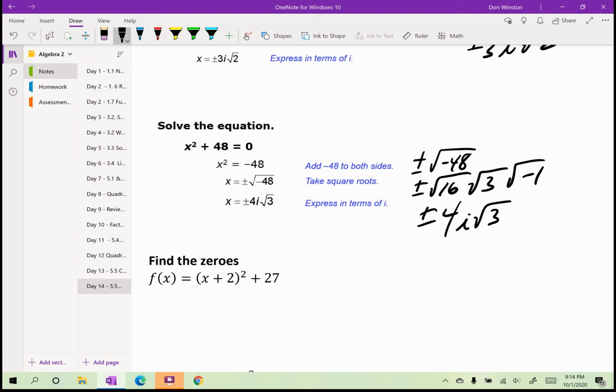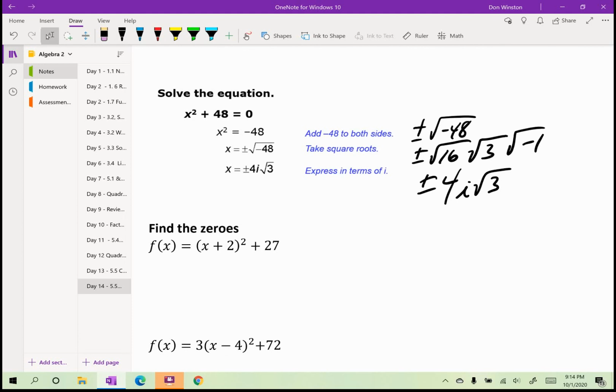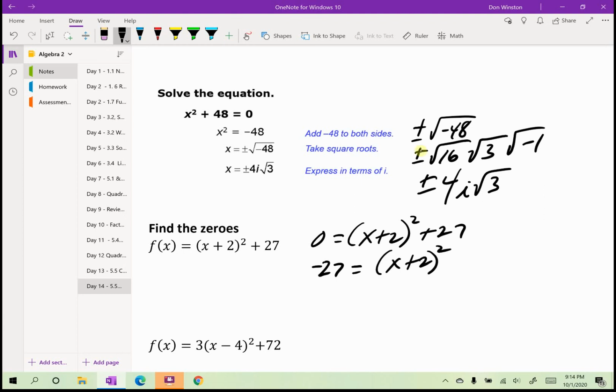Okay, so why learn all of that? Because now we use it to find the zeros, to solve equations. So let's say here we want to find the zeros for f of x is equal to that. We'll set that equal to 0: 0 equals x plus 2 squared, plus 27. We'll subtract 27 from both sides, so negative 27 equals x plus 2 squared.